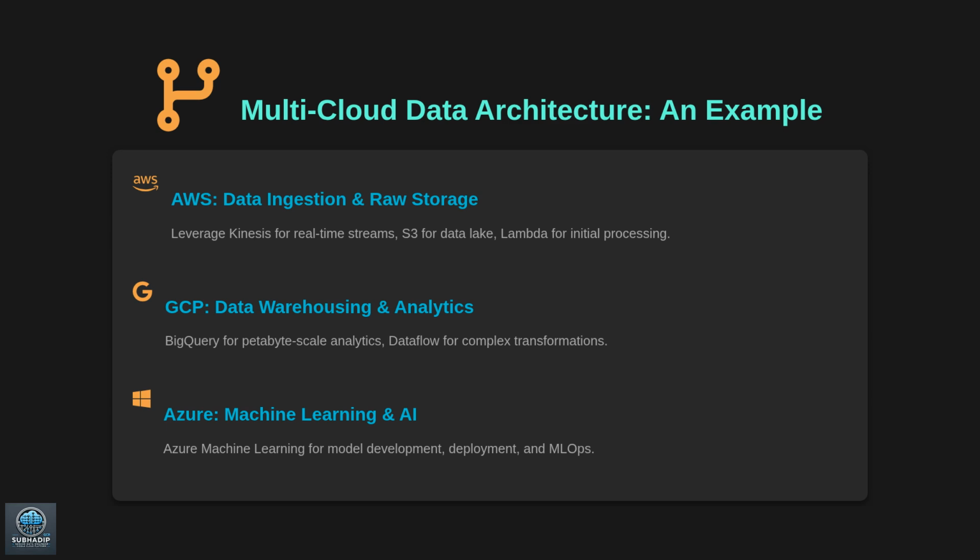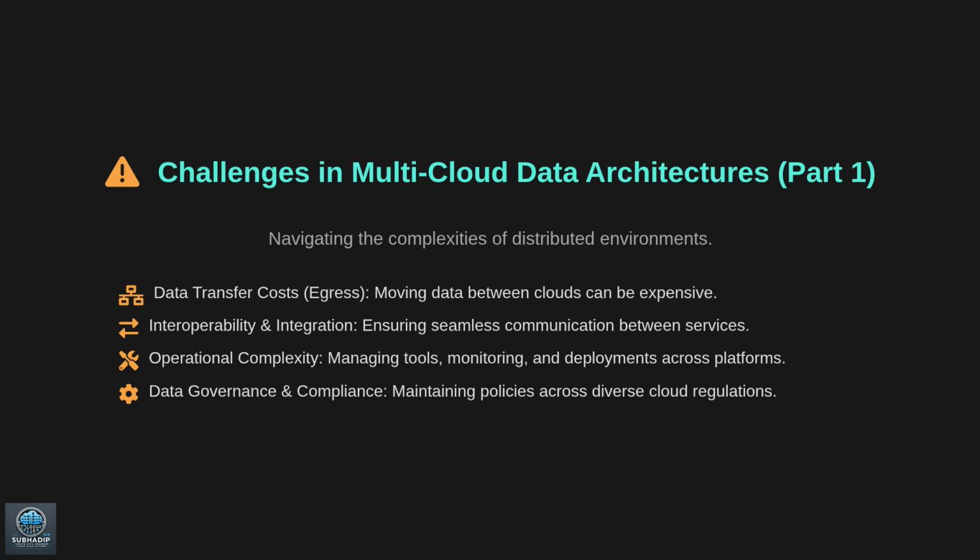Let's walk through a practical example of a multi-cloud data architecture. We can use AWS for data ingestion and raw storage, leveraging services like Kinesis for real-time streams, S3 for building a data lake, and Lambda for initial processing. Then, for data warehousing and analytics, we can move to GCP, utilizing BigQuery for petabyte-scale analytics, and Dataflow for complex transformations. Finally, Azure can be chosen for machine learning and AI, employing Azure Machine Learning for model development, deployment, and MLOps. While beneficial, multi-cloud architectures present unique challenges.